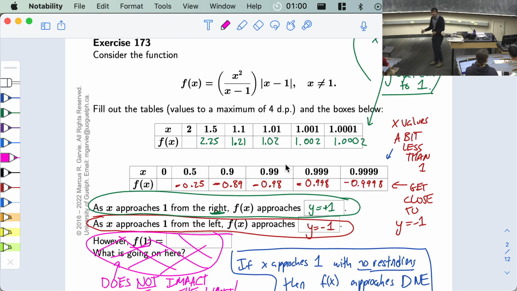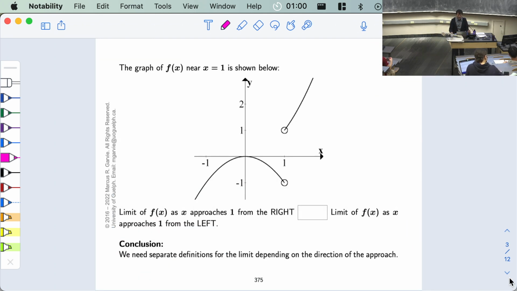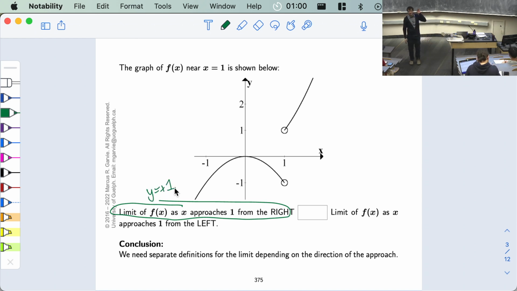So this idea of approaching from one side or the other side, we give it a name. We call them left and right limits. This is the picture we just did. The limit as x approaches 1 from the right, that was what I was doing in green. This was the value y equals +1. In Desmos, it was a nice animation. In your notes, we have a picture of a graph. How do we illustrate this nice animation on a picture of a graph?